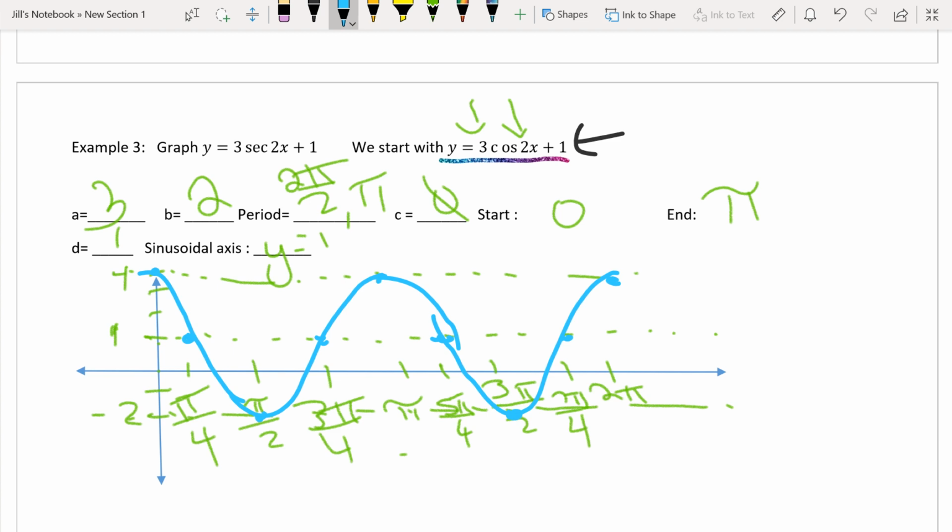Now we haven't drawn the secant graph yet. To draw the secant graph, every time the cosine graph hits the sinusoidal axis, you have an asymptote. So I hit the sinusoidal axis at pi over 4. I hit the sinusoidal axis at 3 pi over 4, 5 pi over 4, and 7 pi over 4.